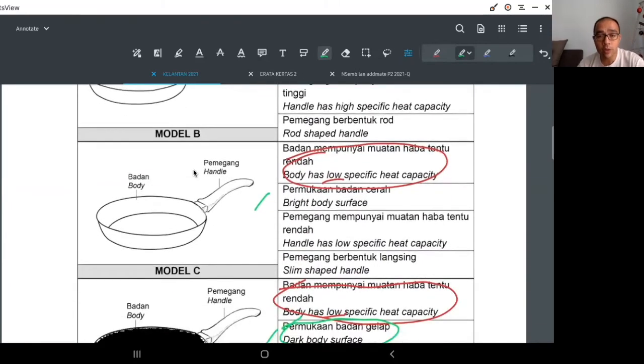Okay, sorry, low specific capacity. The reason for low specific capacity is that it becomes hotter faster, so a faster increase in temperature. Okay, so this is how I would do it. I will analyze first, then write the reason at the side, then only I answer the question.